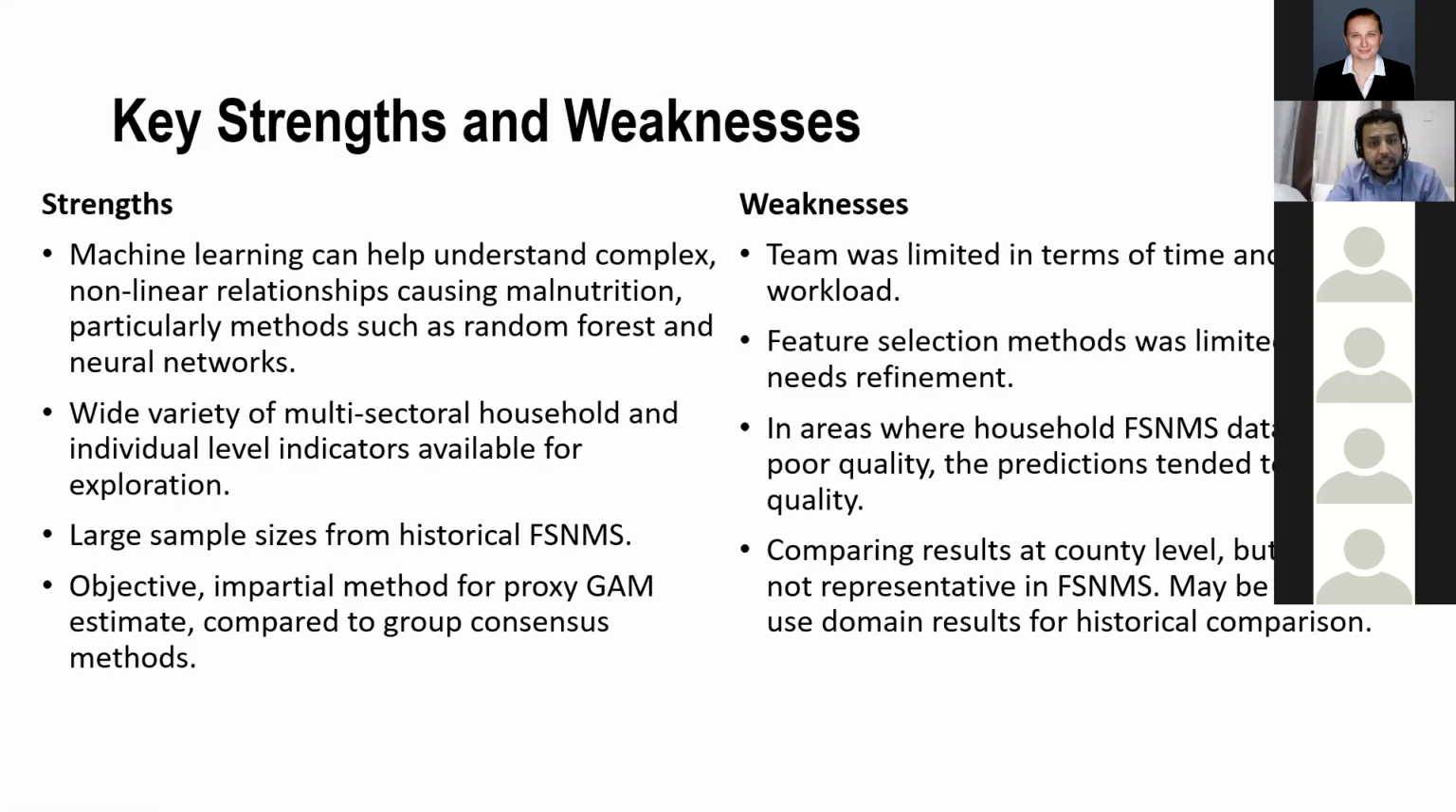And a large sample size from historical FSNMS data. After cleaning, we had almost 30,000 individual records. And I must say this was a very important point: the impartial method for proxy GAM estimates is much better compared to the group consensus method. If you have indicators and historical data, machine learning is much better than discussing in a group and building group consensus on the GAM rate.